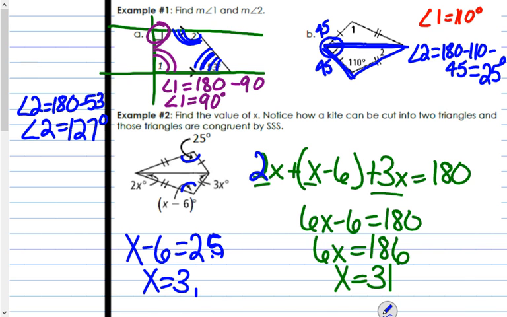Okay, so two ways we could have solved that problem. I showed you the long way first, and then I showed you the shorter way. But you'd have to know that these two angles are congruent in order to be able to solve it the shorter way. We will do example 3 and 4 together in class.